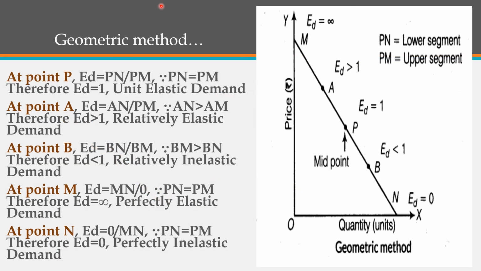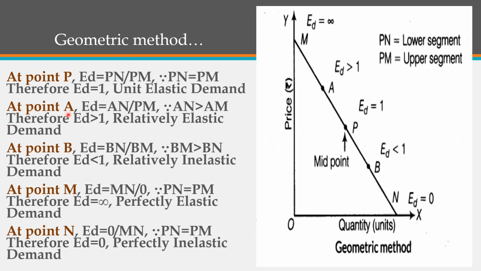Therefore, in the geometric method, we are trying to study what is the elasticity of demand at the various points on a demand curve. So you see at point P, the elasticity of demand is PN upon PM. PN being the lower segment and PM being the upper segment. Since both are equal, because we are talking about the midpoint, which means both the lower segment and upper segment are equal at the point P. So when we divide, we will get 1. ED will be equal to 1. So the type of elasticity at point P is unit elastic demand.